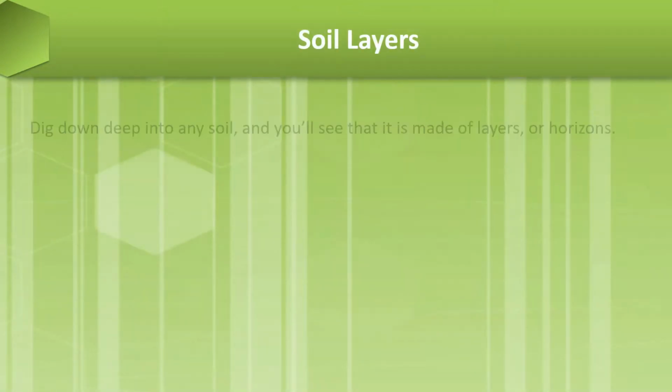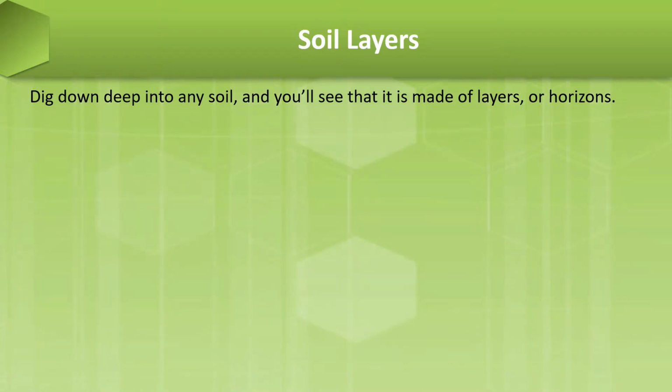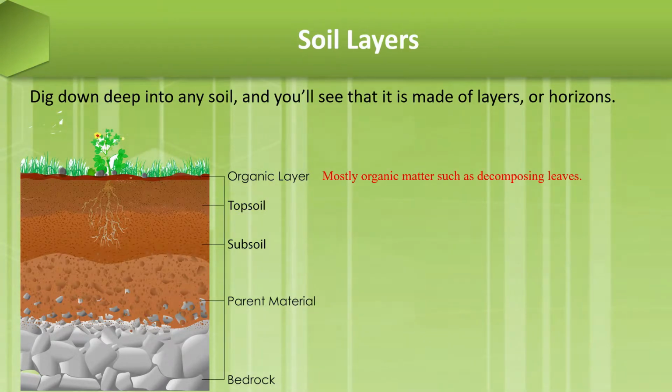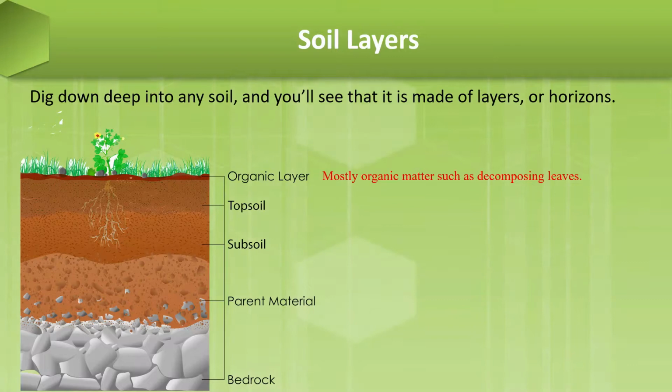Soil layers. If we dig down deep into the soil, not all of it is the same, but we see the soil is made up of different layers. Now we will study from outer to inner. The organic layer is mostly organic matter such as decomposing leaves. Not only leaves but dead parts of different living things, plant or animal or human, and it is good for plants to grow because of this organic matter. The second layer is topsoil, a good material for plants and other organisms to live.